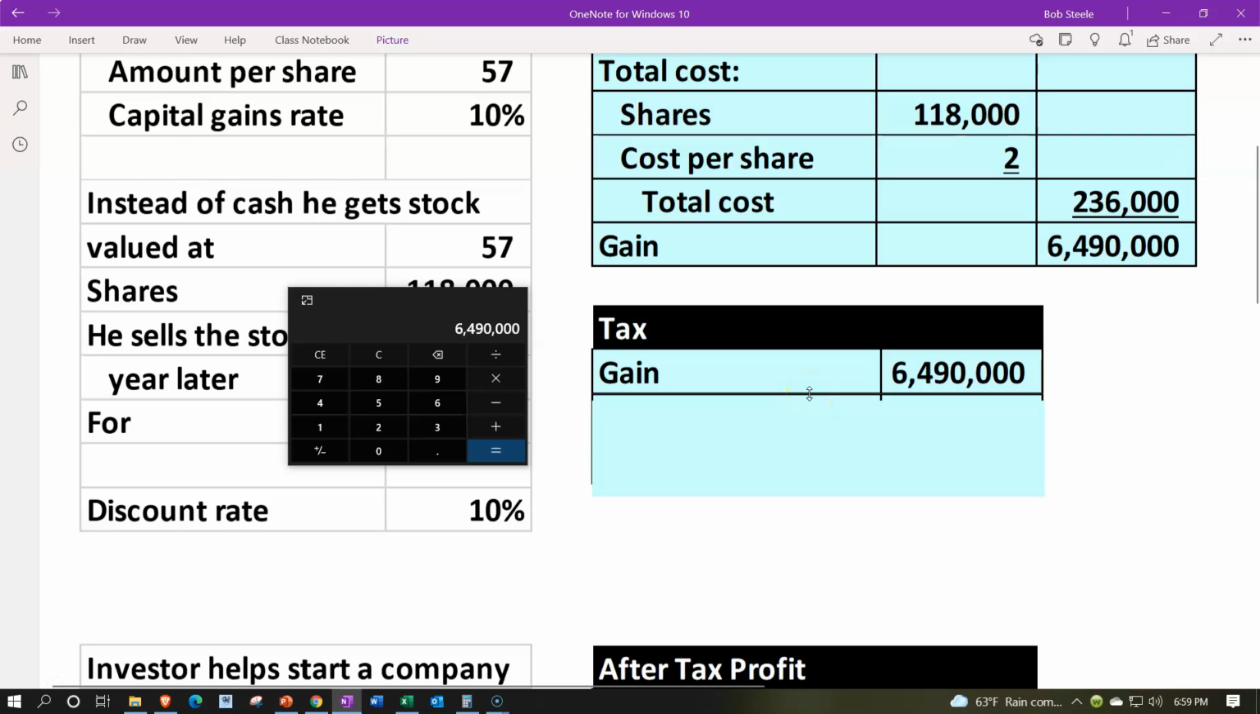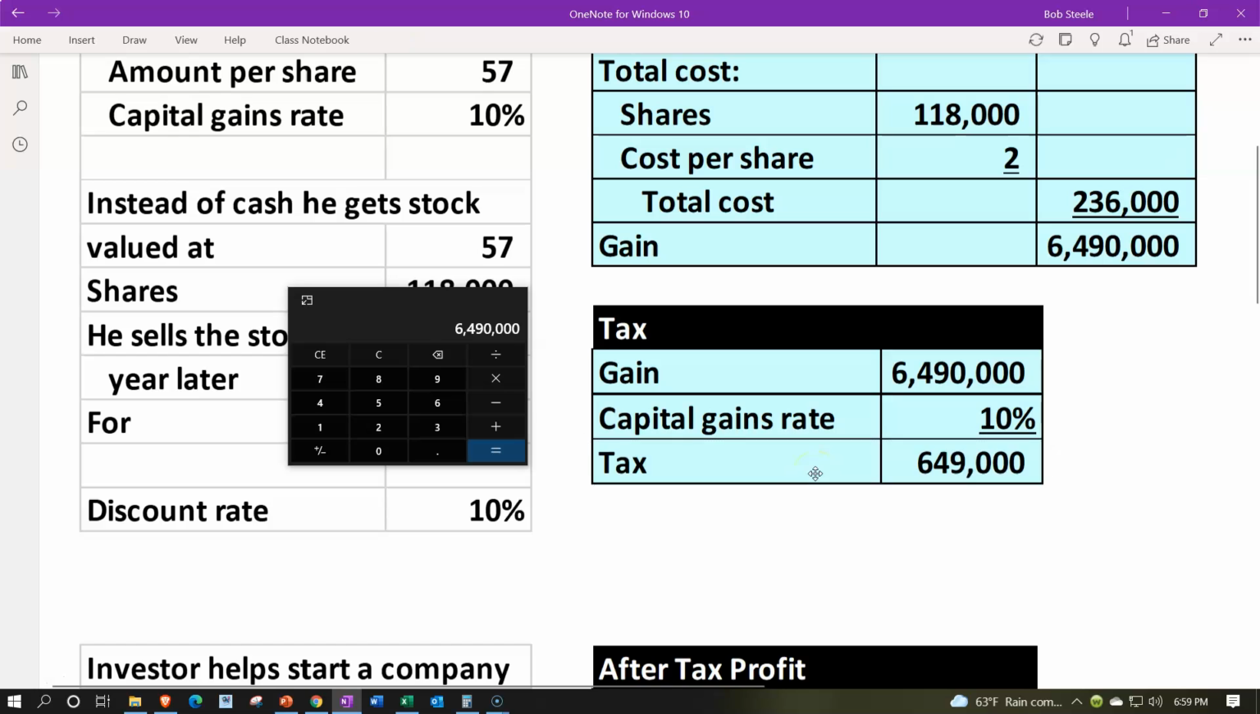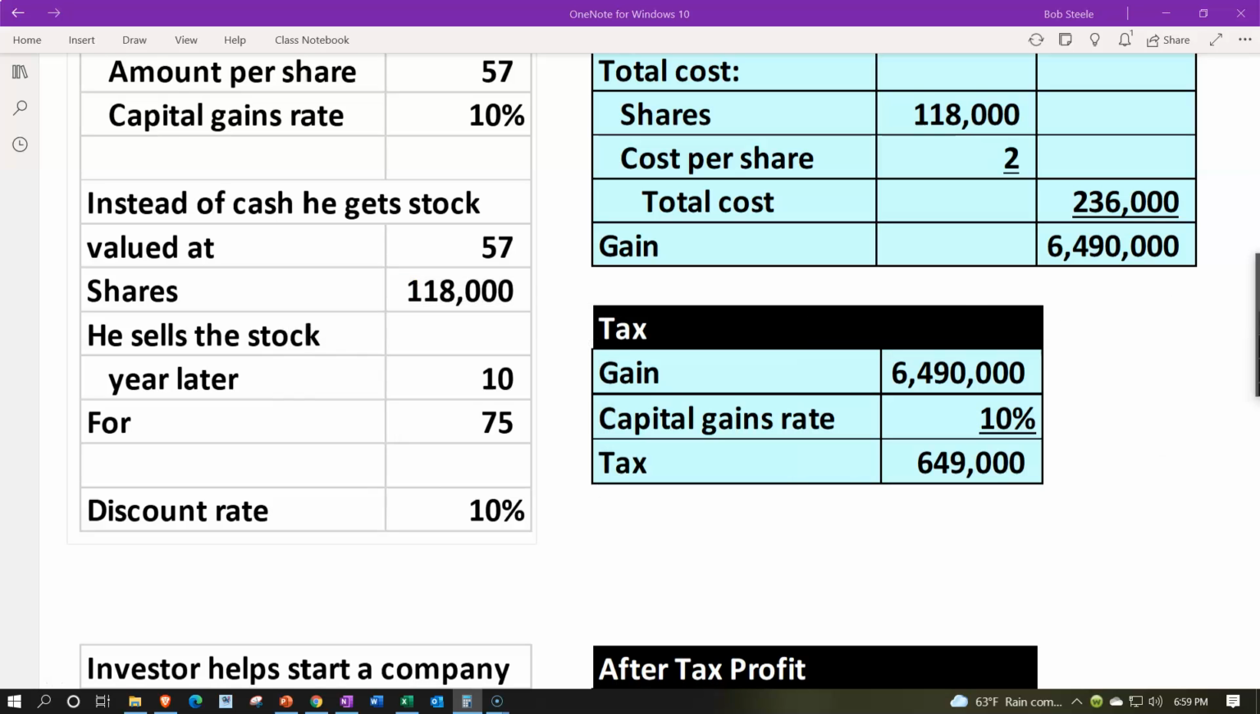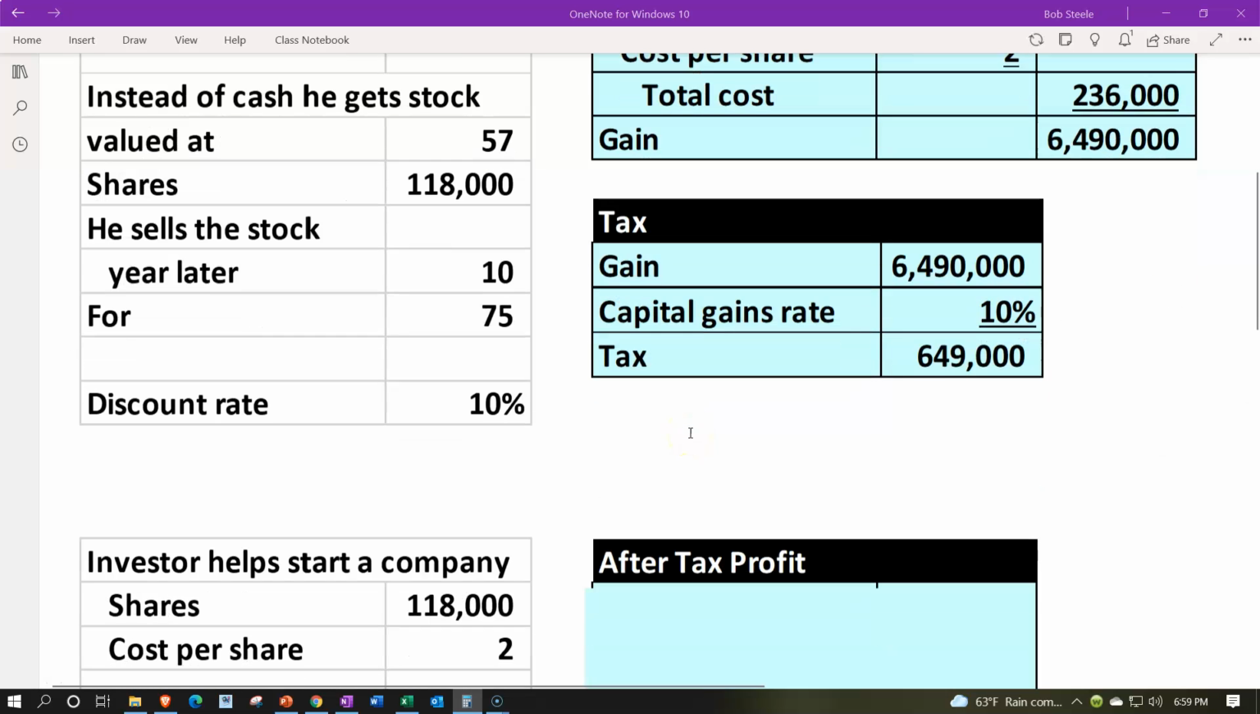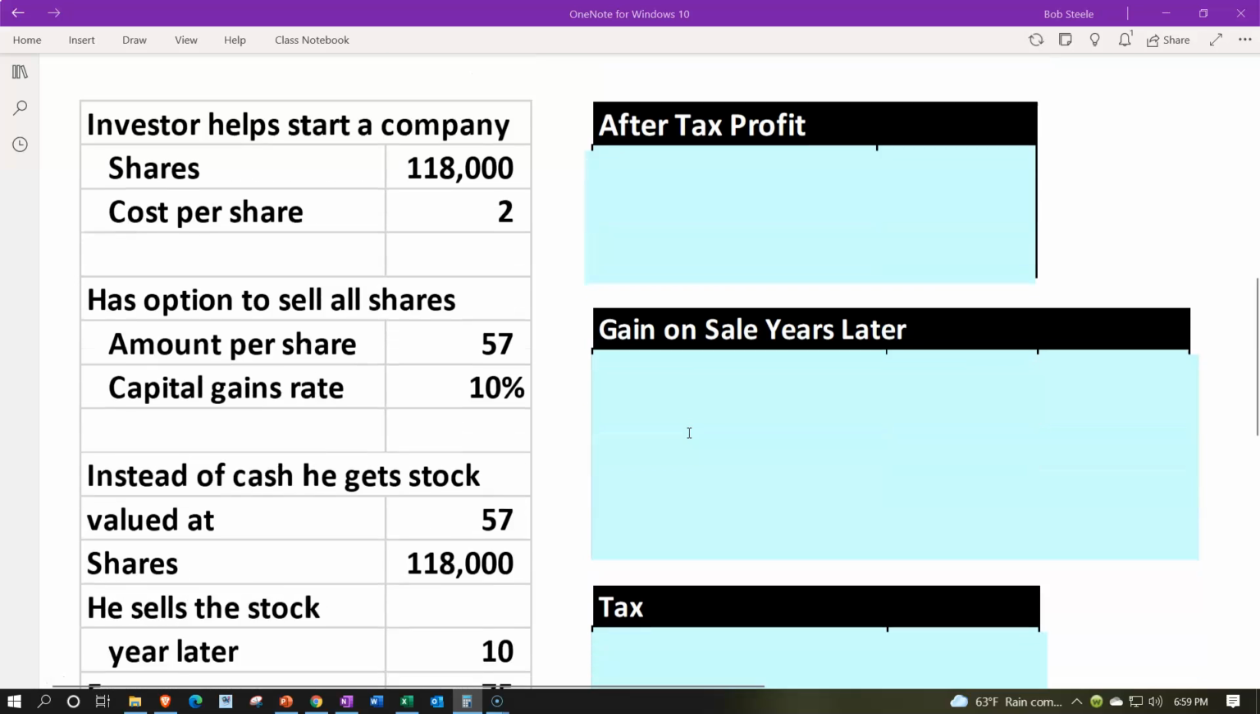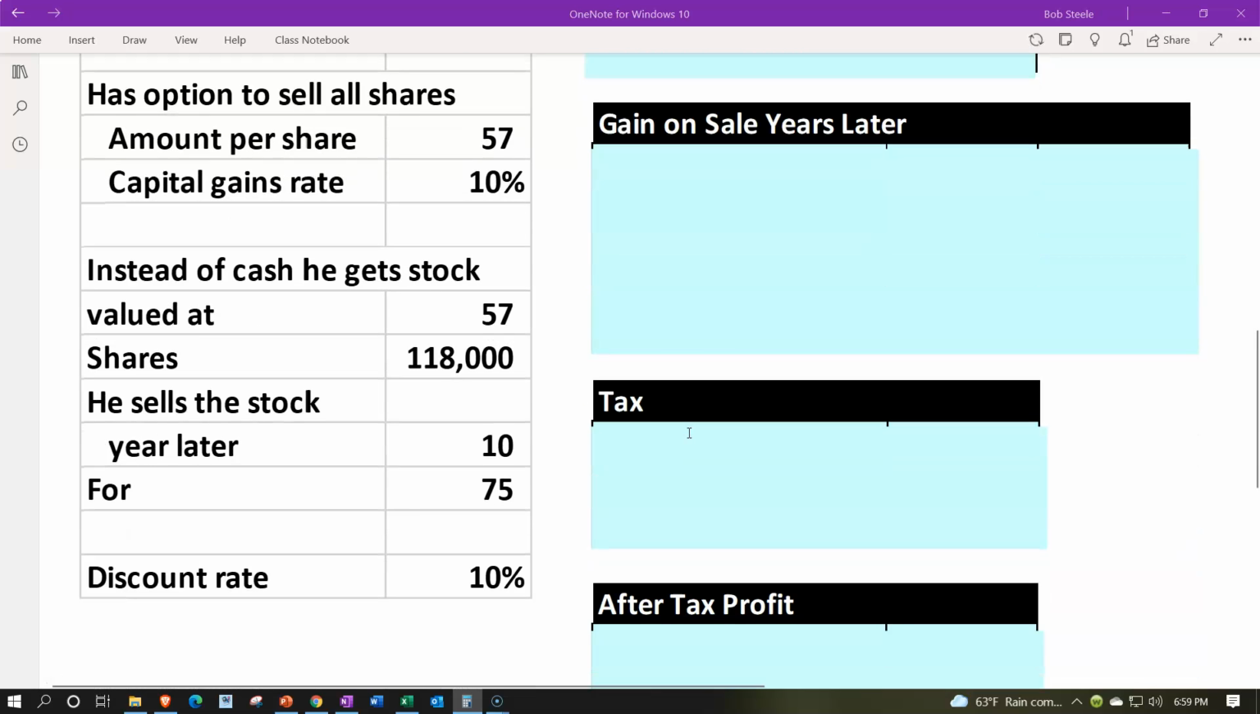So we're going to say the gain is that 6,490,000. We'll say the capital gains rate is 10%. Then there would be a tax implication, which is multiplying that times 0.1, so 649,000 on the tax. Now we can look at option 2 and say, well, what if, in some way he can get stock instead of cash, and basically have a trade in that case, and possibly structure it in a way where he can defer the gain? What if we could set up a scenario like that?